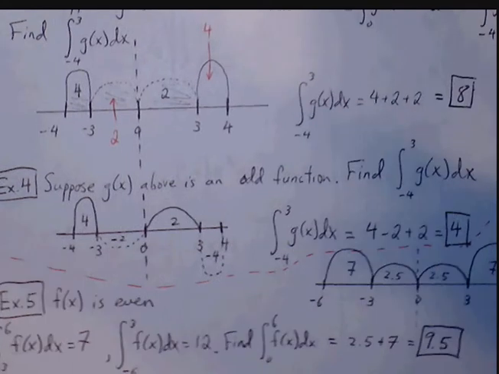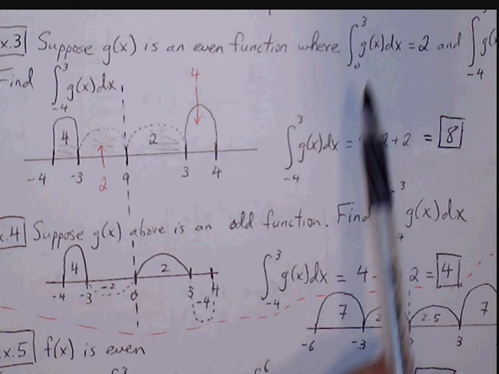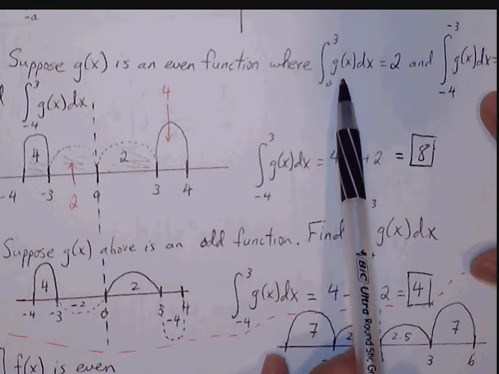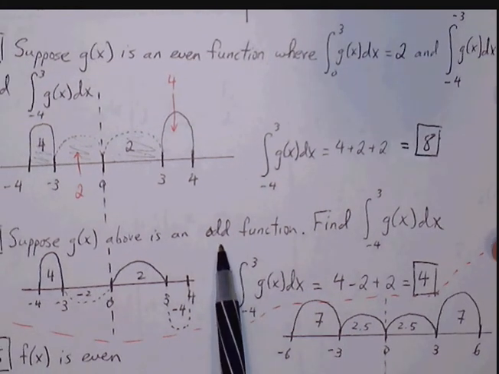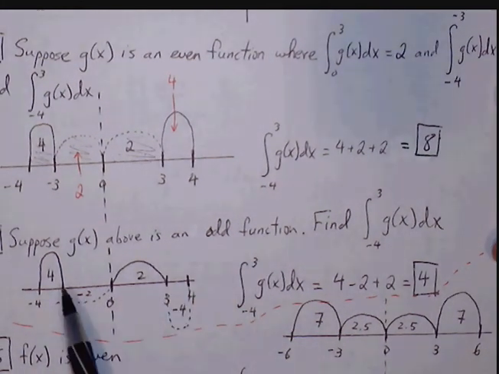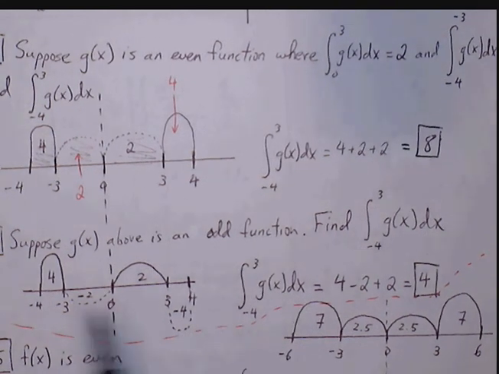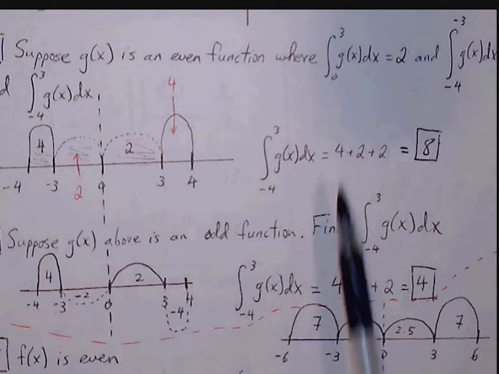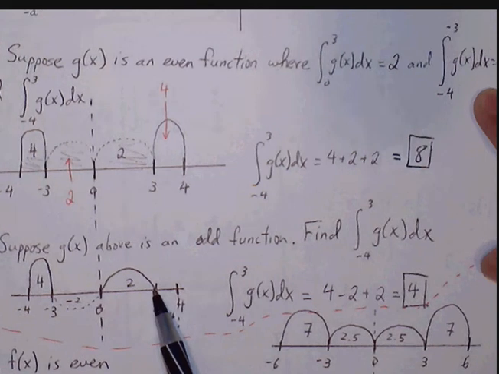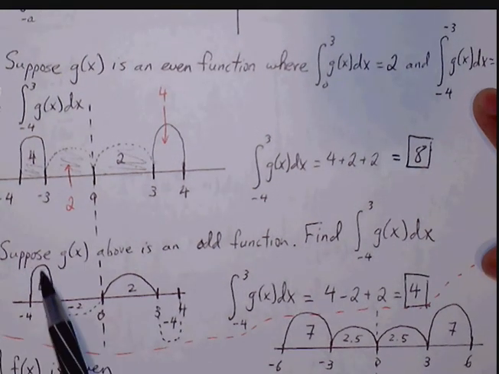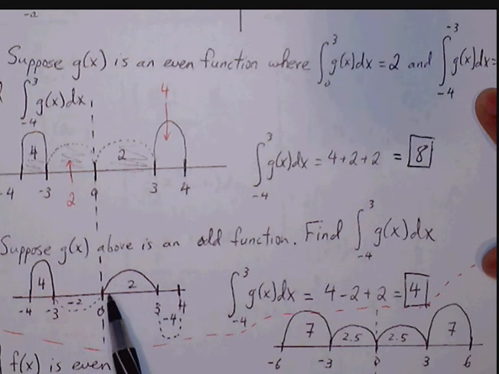Okay, example 4. Suppose we have the same values given to us, but now we're looking at an odd function. So we want there to be canceling out between both sides of the y-axis. Again, what's given to us is from 0 to 3 is a positive 2, and from negative 4 to negative 3 is a positive 4. Now we want this to be an odd function, so we want everything to cancel out on both sides.